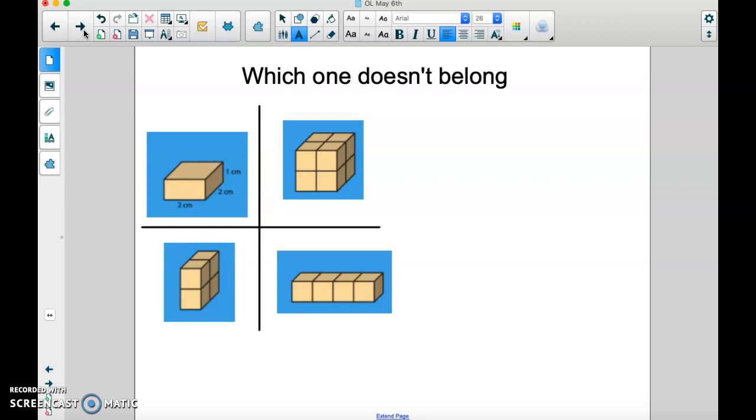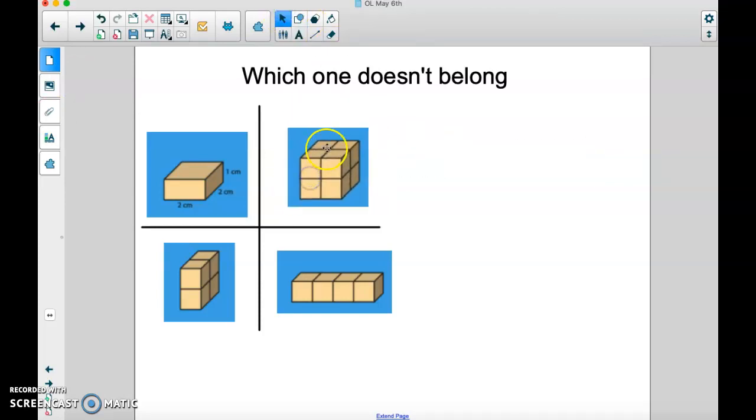Okay, so a couple different things that you could have done here. I'm not going to go through every reason why something doesn't belong, but just two off the top of my head. You could have thought about, okay, well, this one doesn't belong because all of these have a volume of 4. This one has a volume of 8, right? 2 by 2 by 1, that's 4. 1 by 2 by 2, that's 4. 1 by 4 by 1, that's 4. 2 by 2 by 2, that's 8. So that one could possibly be the one that doesn't belong.